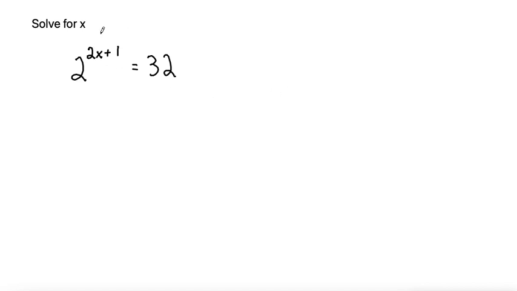equation for x. In this case, because we have 2 to the power of 2x plus 1 is equal to 32, because 32 can be written as 2 to the power of 5, we can rewrite the equation as 2 to the power of 2x plus 1 is equal to 2 to the power of 5. So from here, because my bases can be written as the same number, I can then set my exponents equal to each other and just drop the bases.